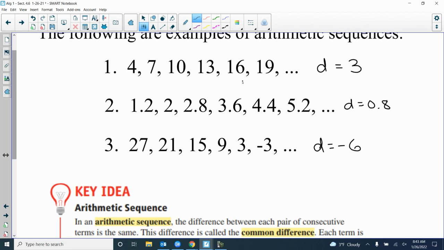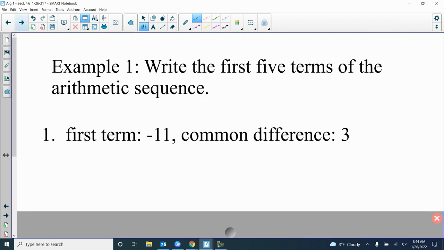I take 19 minus 16 to get 3. I take 16 minus 13 to get 3. And if I do that each time, I'll get the same number. So here, I take negative 3 minus 3, that is negative 6. 3 minus 9 is negative 6. 9 minus 15 is negative 6, okay? So if it's not popping in your head, you can do that.